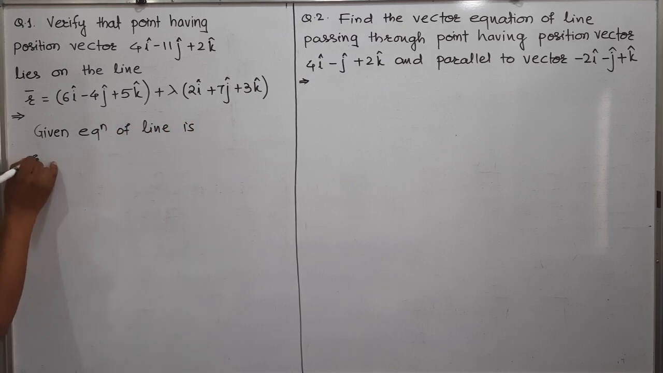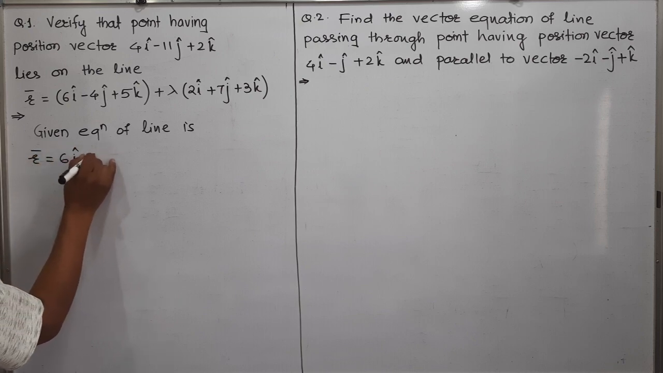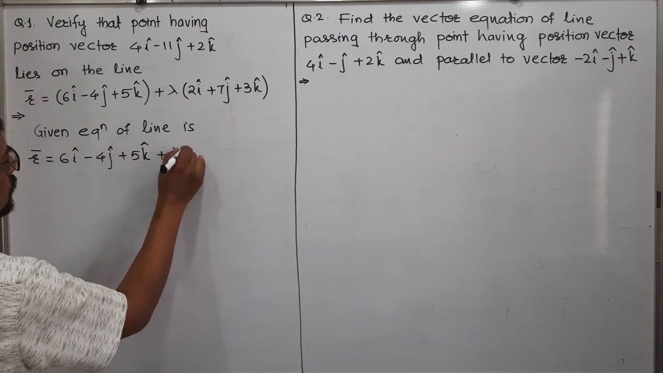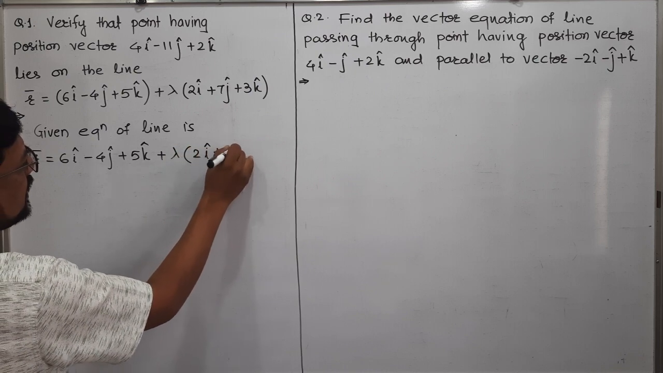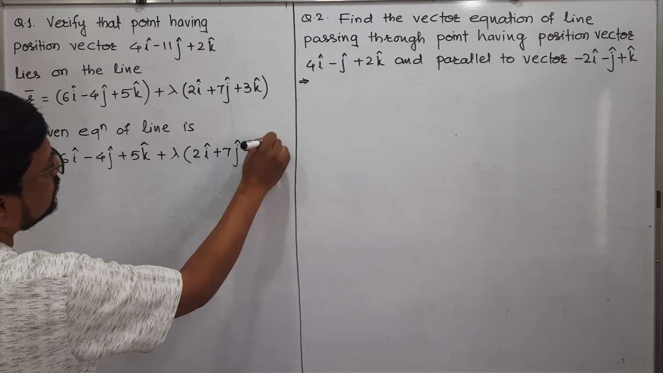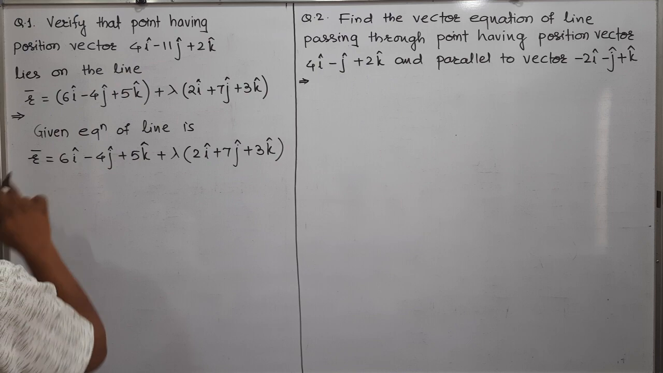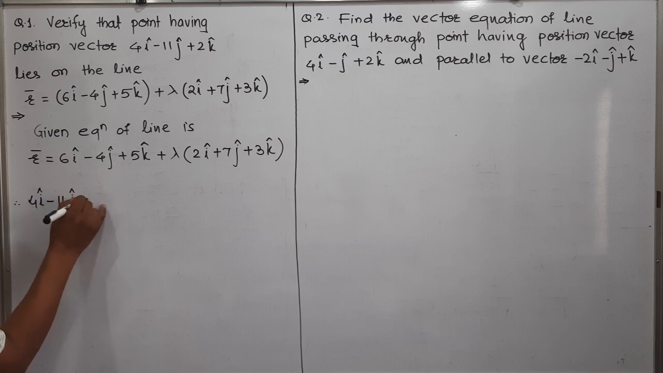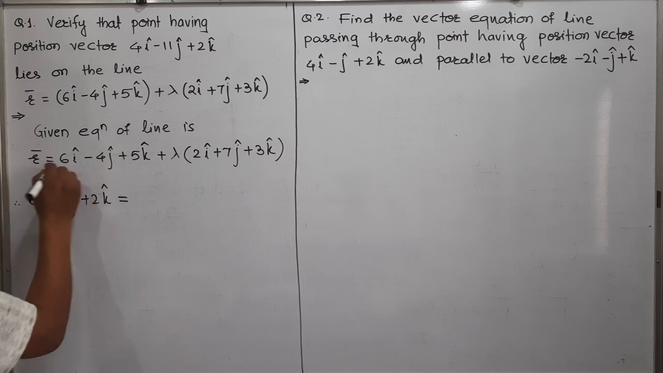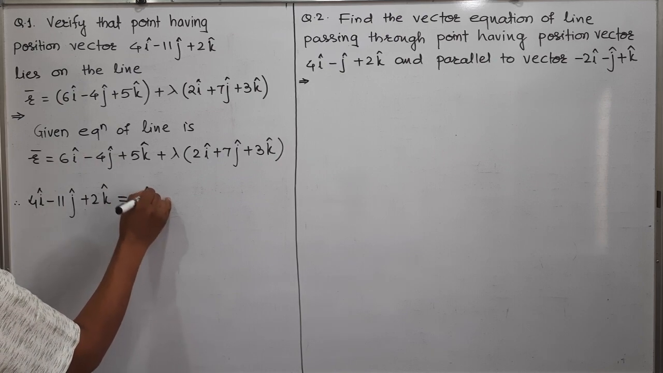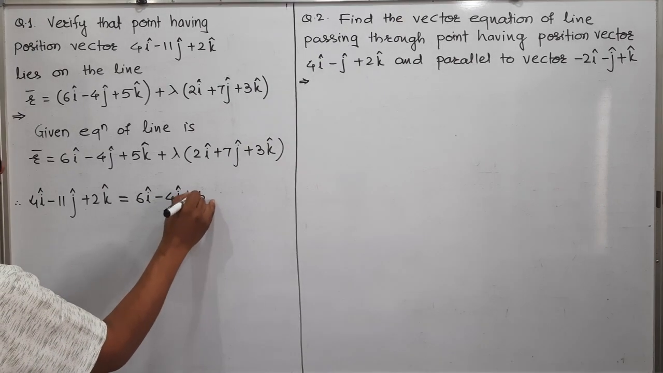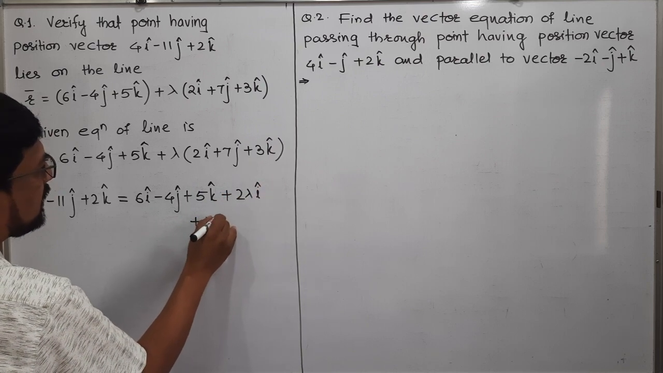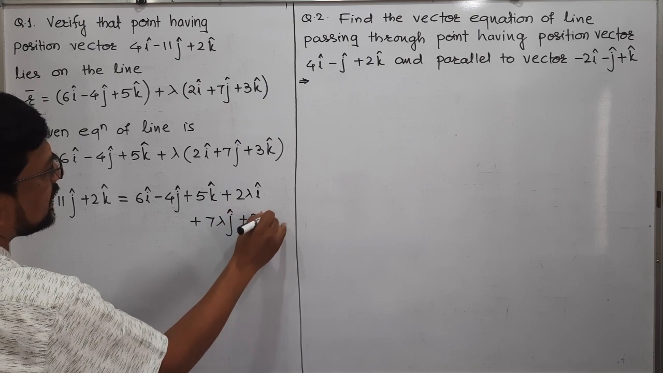So given equation of line is r vector is equal to 6i cap minus 4j cap plus 5k cap plus lambda into 2i cap plus 7j cap plus 3k cap. Now substitute this value here. Therefore we have 4i cap minus 11j cap plus 2k cap is equal to this 6i cap minus 4j cap plus 5k cap plus 2 lambda I cap plus 7 lambda j cap and plus 3 lambda k cap.